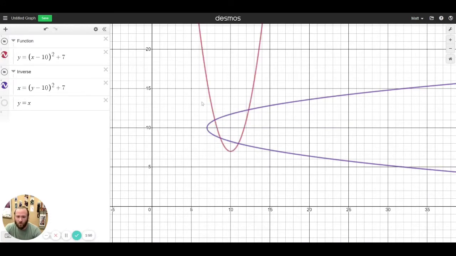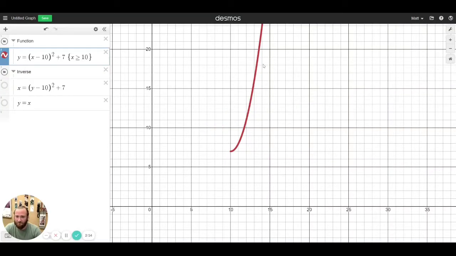So what could we do to the red one so that the result, when I did the reflection, is a function? It doesn't have that double up. Oh, just cut it in half, right? And this vertex turns out to be an important point. Let me share with you how we're going to do this. In Desmos, you can type curly brackets, and I'm going to do x greater than or equal to 10, and it only keeps half of it. Now, we could have kept the left half, but it's just standard to keep the right half.